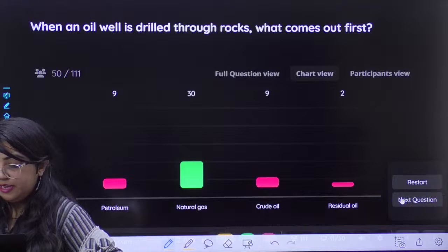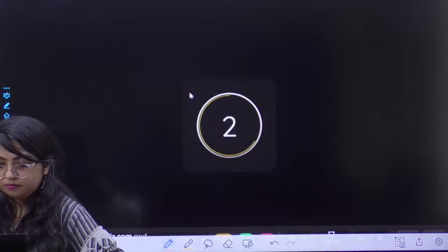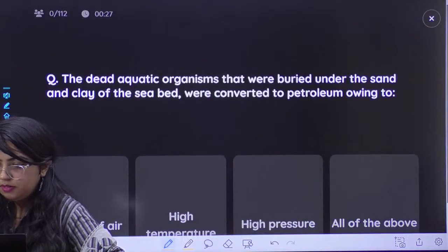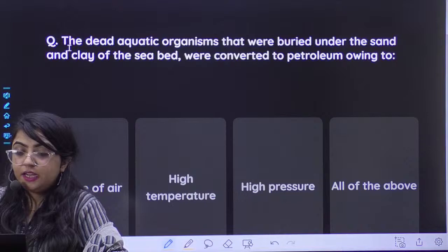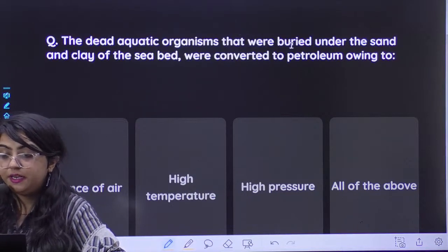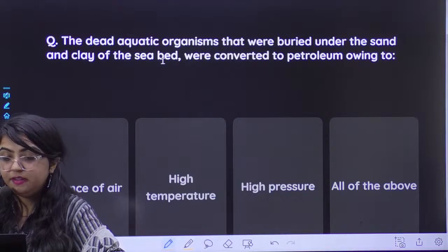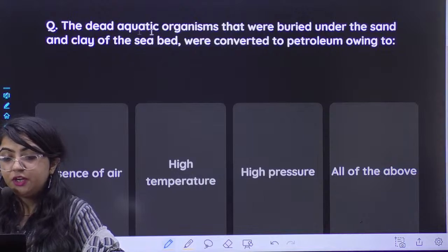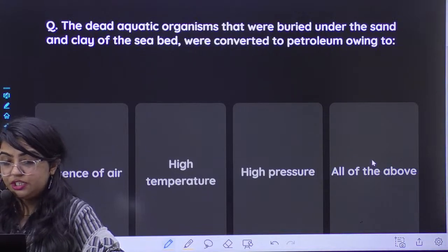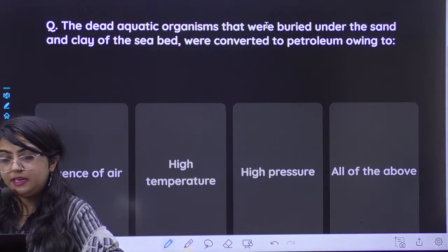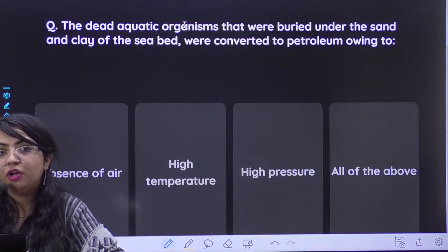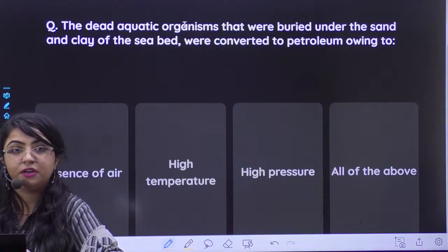Okay, so now move to the next question. The next question is, the dead aquatic organisms that were buried under the sand and clay of the seabed were converted to petroleum owing to. So we need to find all the conditions which are necessary when dead aquatic organisms were buried under the sand or clay so that they get converted to petroleum. What conditions are necessary for that process to occur?